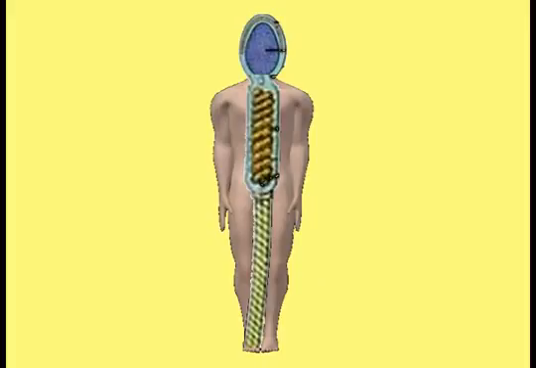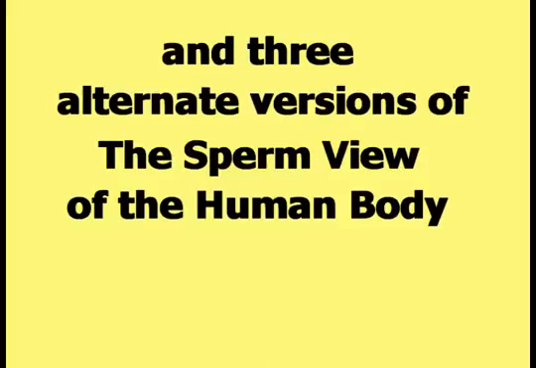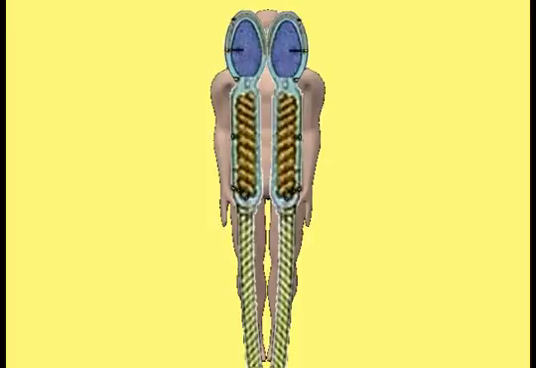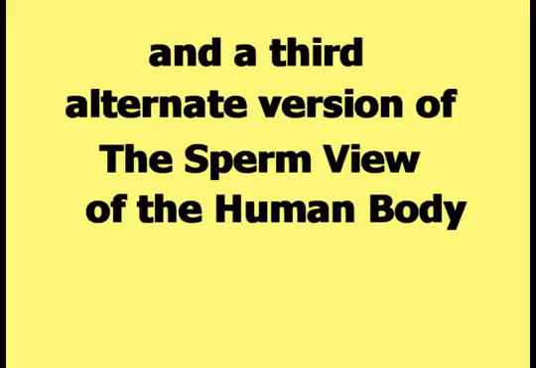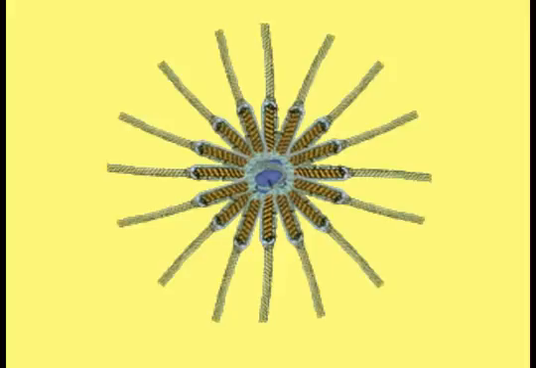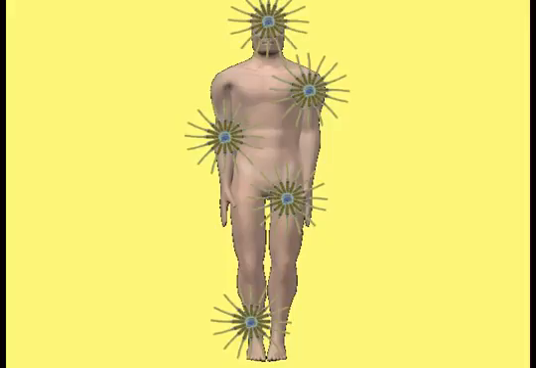This video has introduced the original version of the sperm view of the human body and three alternate versions of the sperm view of the human body. One alternate version used two sperms originating at the head, another alternate version used multiple sperms originating at the head, and a third alternate version of the sperm view of the human body used multiple sperms radiating out from a common center that can originate on any part of the human body.